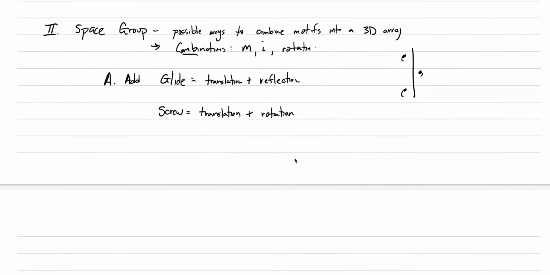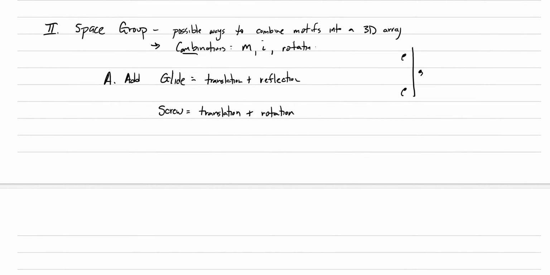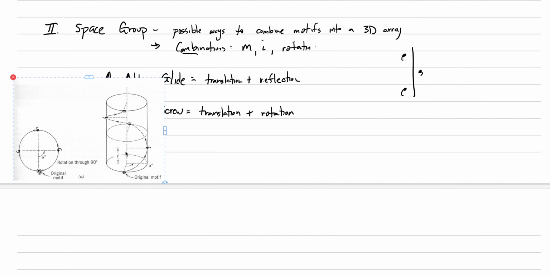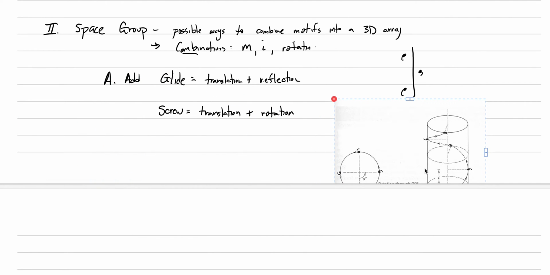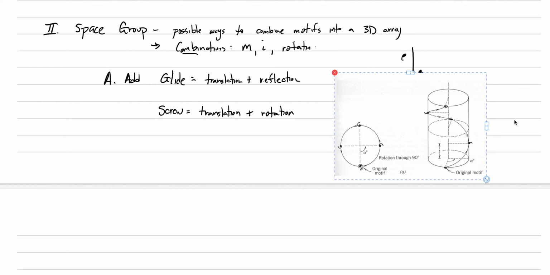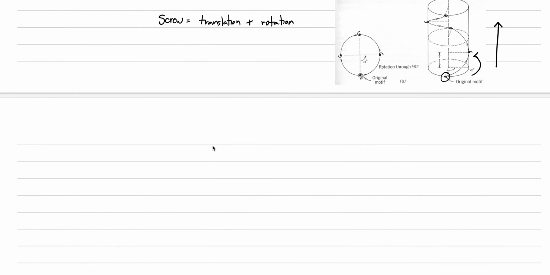Now we know how the threads on a screw look. And so the name screw for this symmetry is actually a really good one, in my opinion. Here's what we got with the screw. We have our original motif right here. And what we're going to do is translate up and rotate around, giving ourselves this progressive screw action around the exterior of this cylinder. I want to show it to you in practice. Let's go through an example.